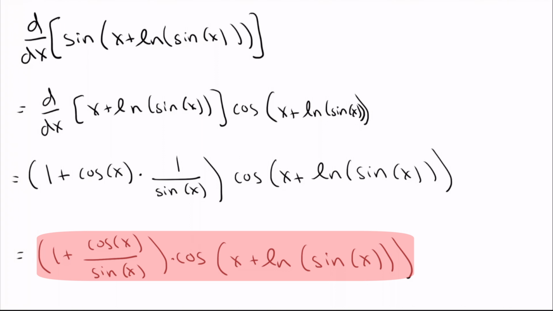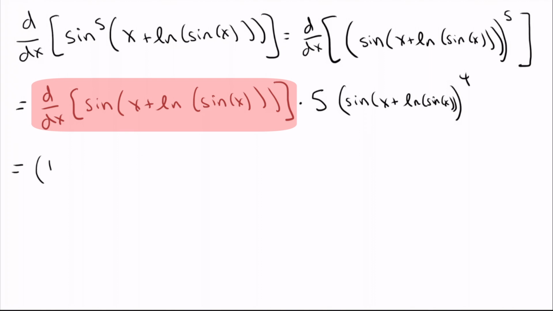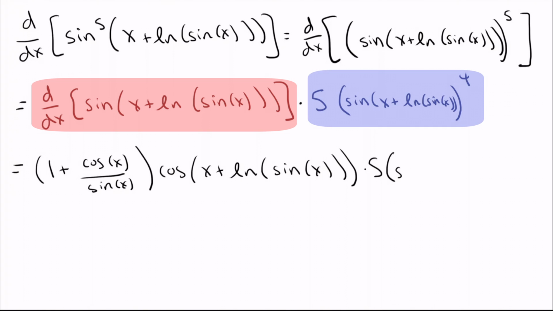Let's take what we just got and plug it back in for the derivative of sine of x plus natural log of sine x. Okay, so we just took this derivative, right? That's what we were doing on our scratch paper, and we got 1 plus cosine x over sine x, all of that, times cosine of x plus ln of sine x. Okay. And let's go ahead and keep copying down the rest. So times 5 sine of x plus ln of sine x, all of this to the fourth power. Okay, again, remember, this is also scratch paper. This is also what we needed for the previous step. So let's go ahead and take this and plug it back into the previous step.